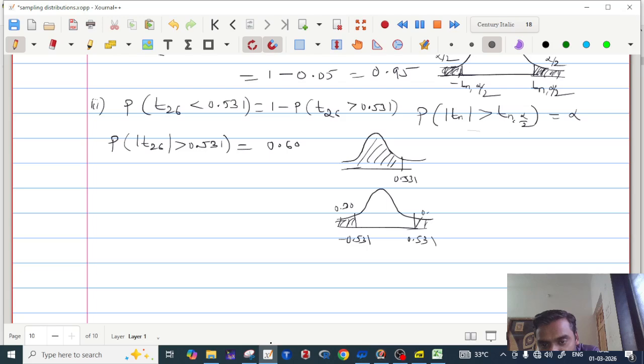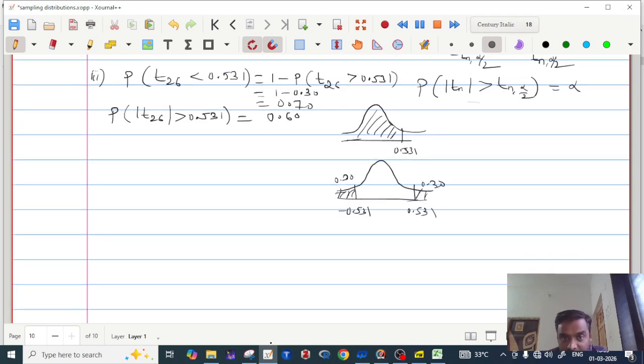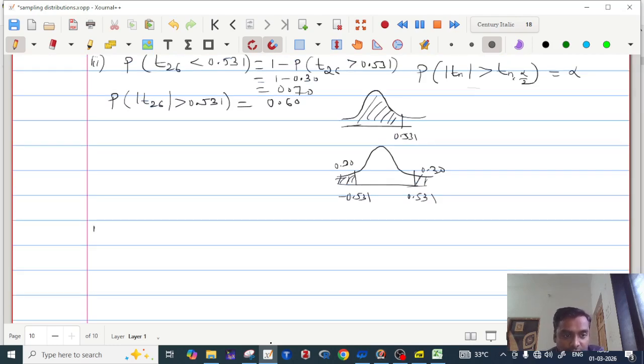This probability is 0.30. The probability of T26 greater than 0.531 is 0.30. 1 minus 0.30. So the answer of probability of T26 less than 0.531 is 0.70. This is somewhat challenging. Try to understand this very carefully.